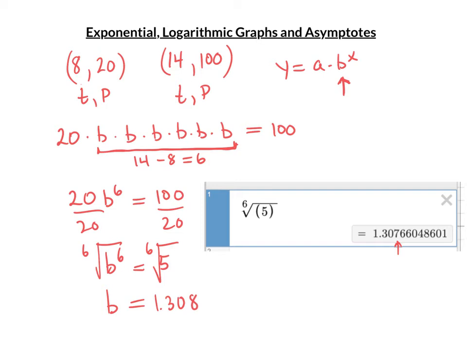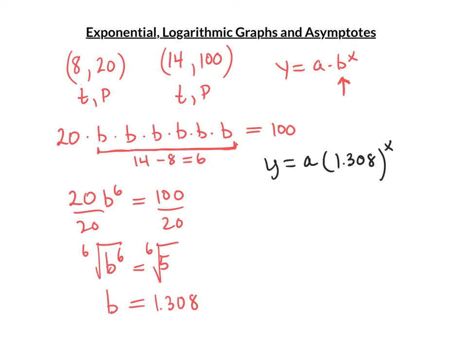And we're just going to use this. Even though it's rounded, it means our equation is not going to be perfect, but it's going to be very close. And I'll be able to tell whether it's correct or not. I'll show you when we get there. Now I know that the common ratio, the b, is 1.308. And my equation so far is y equals a, that's the y-intercept, times 1.308 to the power of x. All I need to do is find a.